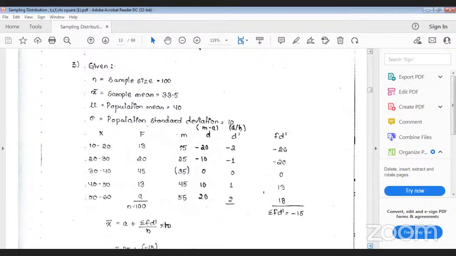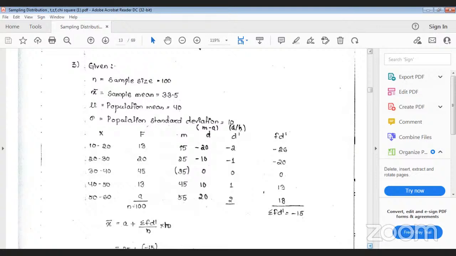Data is given to you, that is 10 to 20, 20 to 30, 30 to 40, 40 to 50, 50 to 60. Then frequency is given 13, 20, 45, 13, 9. Now just check. I think all of you know how to calculate the mean from continuous data. This is your continuous data. First you have to get the mid value, that is L1 plus L2 by 2, 10 plus 20 by 2, 20 plus 30 by 2, 25. Like that you'll get the mid value.